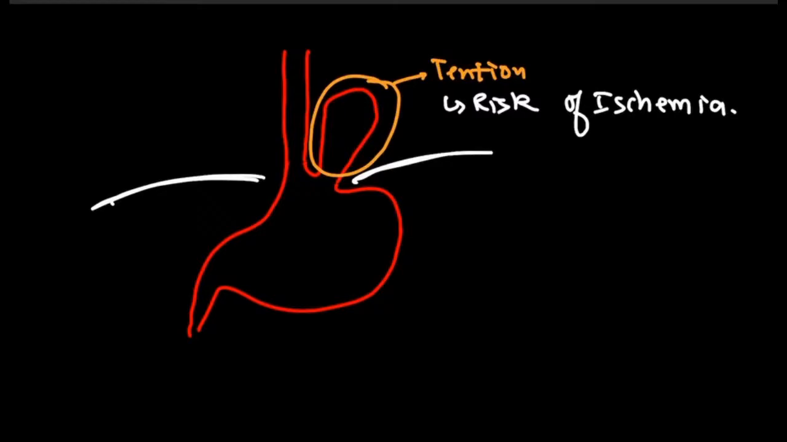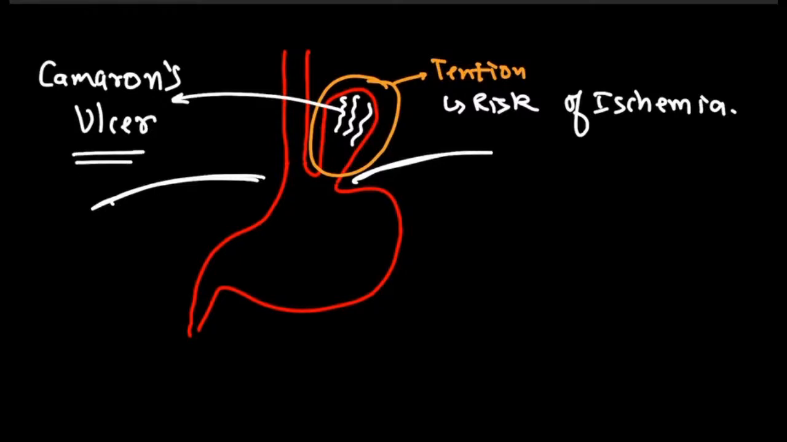This can happen, and at the same time you get linear ulcers in this part of the stomach. These are called Cameron's ulcers. Okay, so now you know that Cameron's ulcers are associated with the rolling or paraesophageal hiatus hernia. These are not associated with the sliding hiatus hernia.